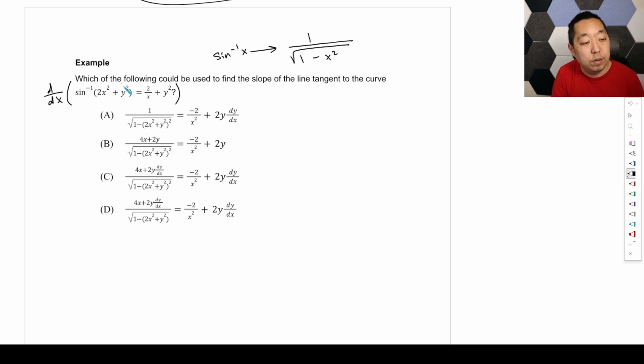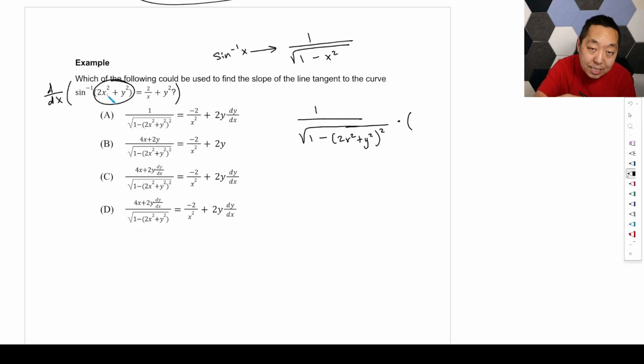So when we take the derivative of this, it's going to be 1 over the square root of 1 minus whatever the inside part is: 2x squared plus y squared, squared. That handles the inverse sine. But then we have something on the inside. So by chain rule, we're going to multiply by the derivative of the inside, what's inside the sine inverse, right? The inner function. The derivative of 2x squared is 4x. The derivative of y squared is 2y dy/dx.